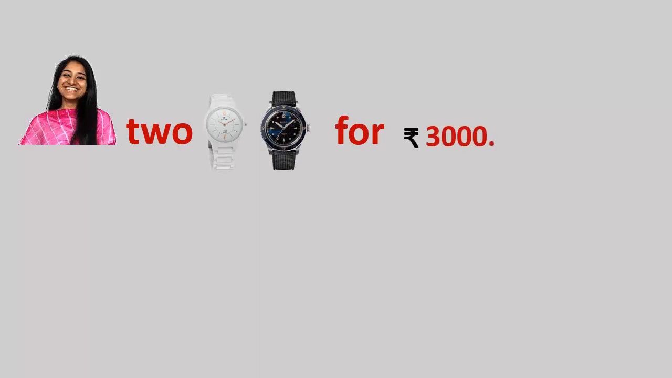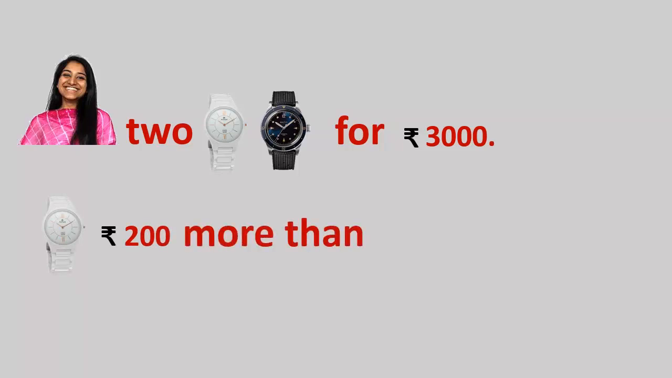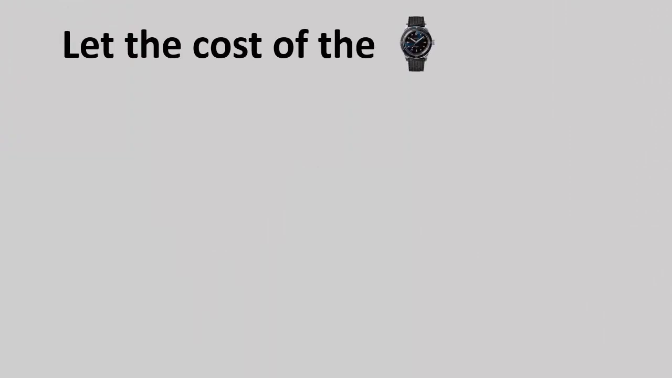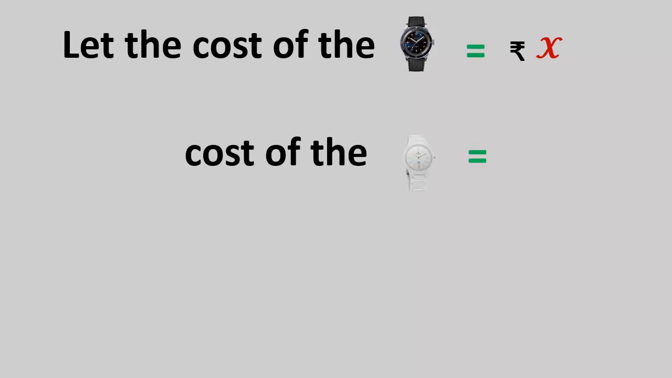Jennifer bought 2 watches for rupees 3000. The cost of the white watch is rupees 200 more than the black watch. Find the cost of each watch. Let the cost of the black watch be rupees X. The cost of the white watch is rupees X plus 200.